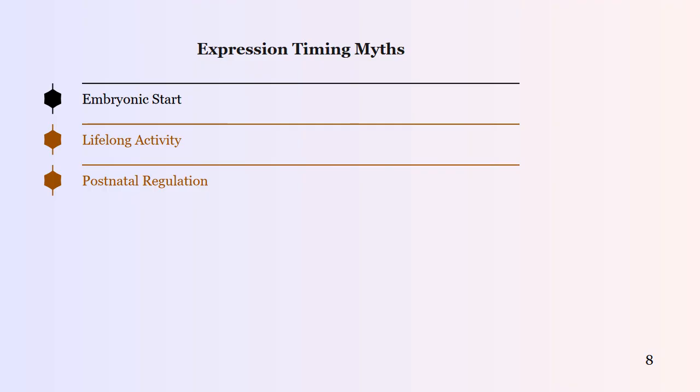It was long believed that Hox genes only function during the brief window of embryonic development to set the body plan. Lifelong activity. Recent research has proven that Hox genes remain active throughout an organism's entire life. Postnatal regulation. In adults, they continue to provide topographic memory to cells, telling them where they are located in the body. 9. Roles in the adult body.